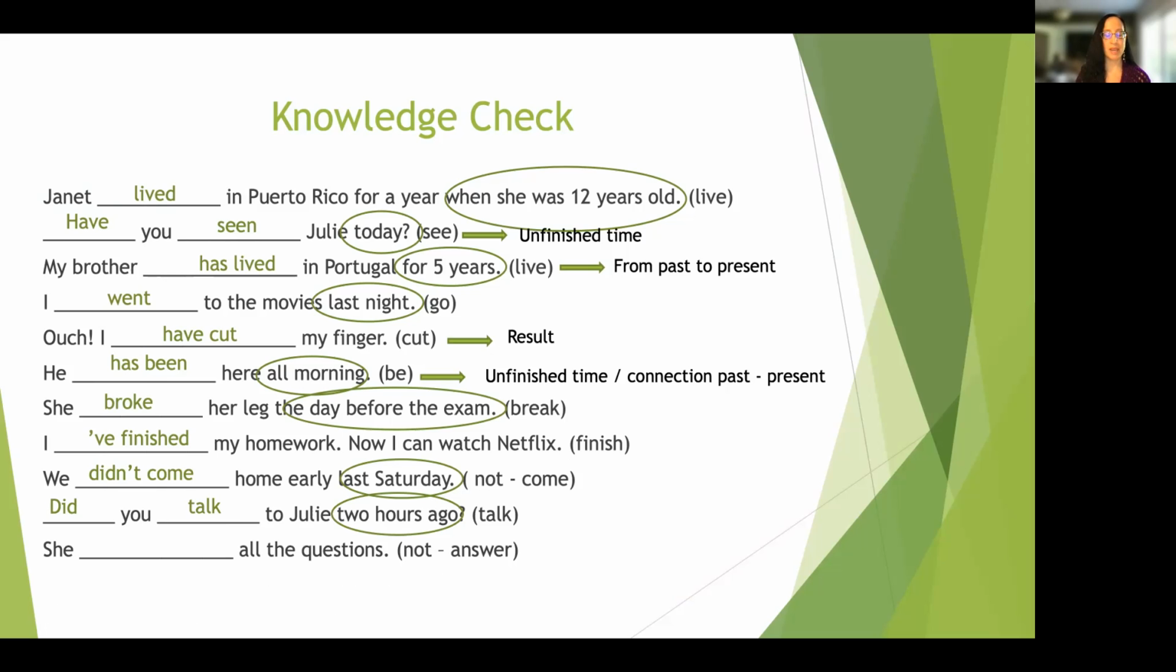All right, here's another one. Not answer is the main verb. All right, not to answer. So how would we conjugate that? She blank all the questions. Okay, is this happening at a specific time in the past? Or is this happening a specific time in the past that's led up to the present time? So what could this be? Now remember the result. She hasn't answered all the questions, okay? Great job.